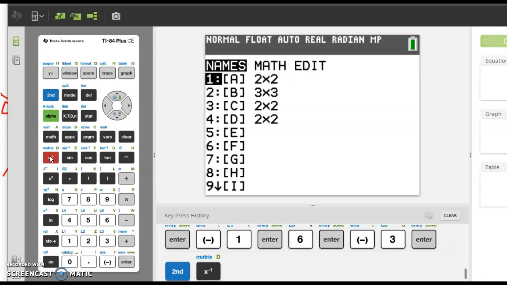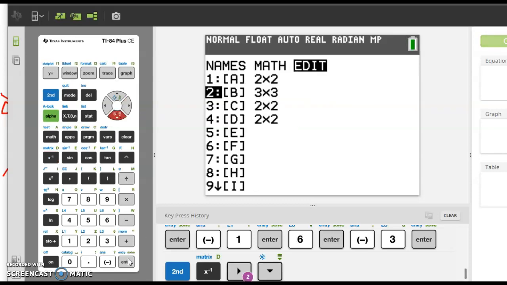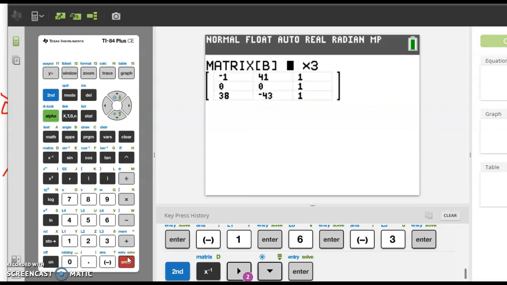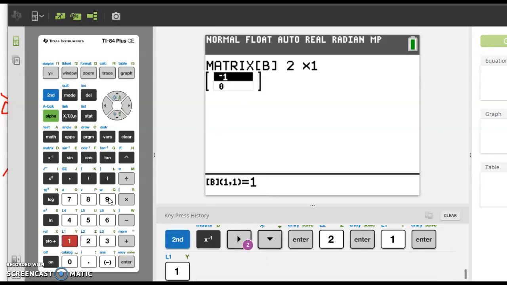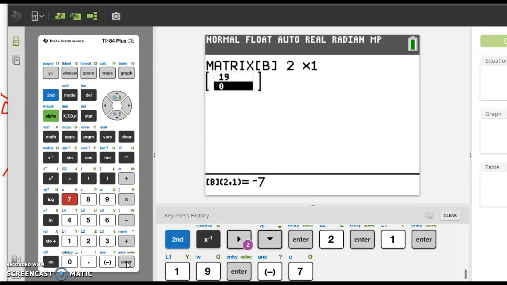Now let's go ahead and put in b. So edit, I'm going to do b, and you can do whatever letters you want, but I'm just using the same ones that I had earlier. And b is a 2 by 1. As soon as you do that, it changes, because it knows they're only going to be putting in 2 values. So this is 19 and -7.